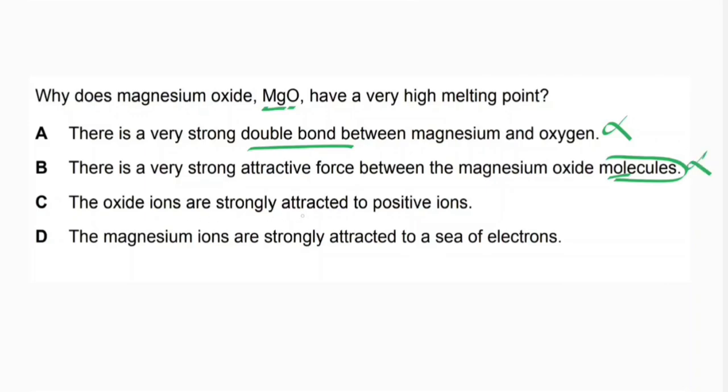The oxide ions are strongly attracted to positive ions, which is actually correct, because in MgO you have got magnesium 2 plus and oxygen 2 minus ions. So these are called oxide ions. Oxide ions are strongly attracted to positive ions. That's the correct answer. The magnesium ions are strongly attracted to a sea of electrons. That is inside magnesium metal, not between magnesium and oxide.